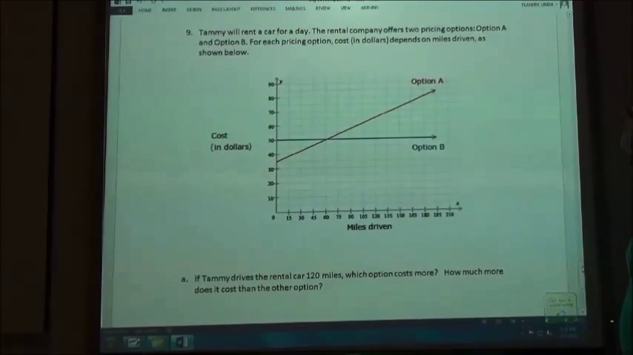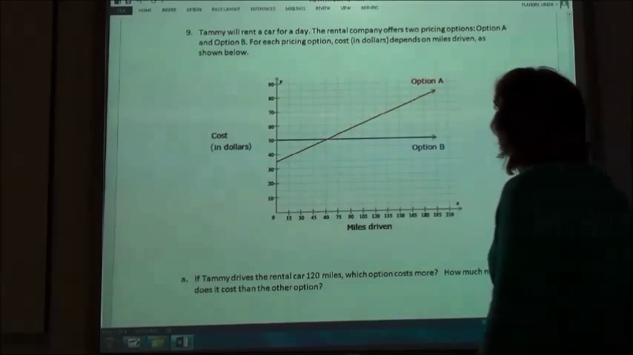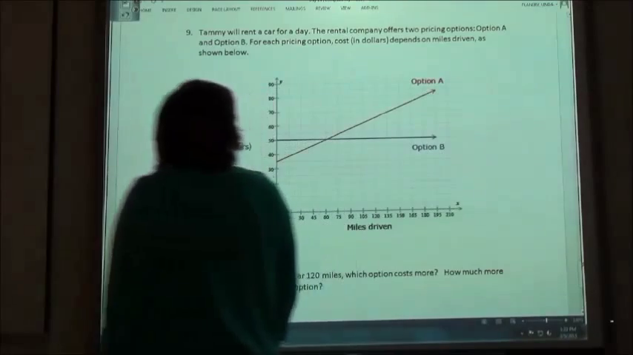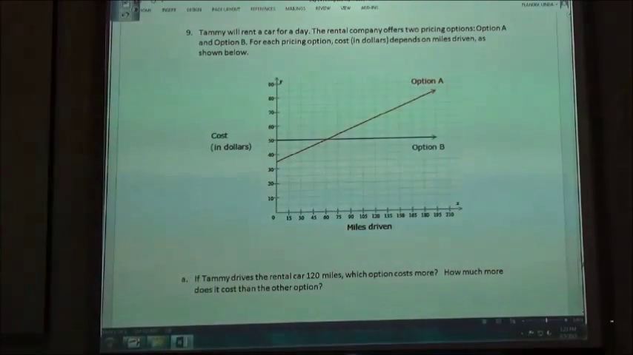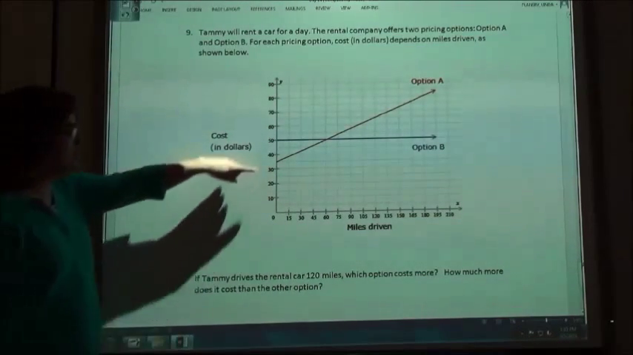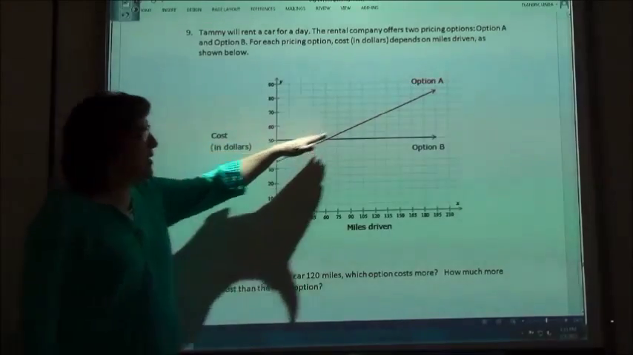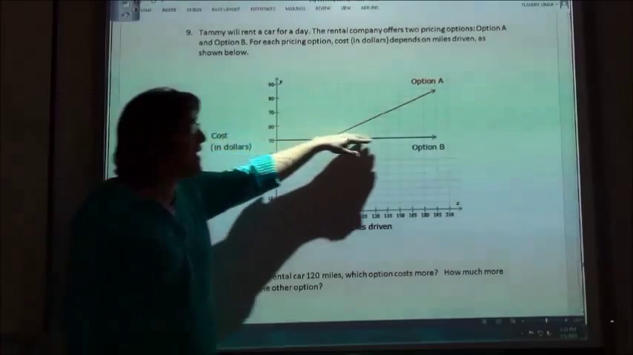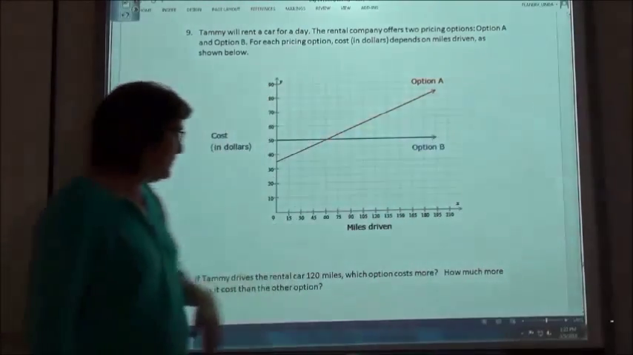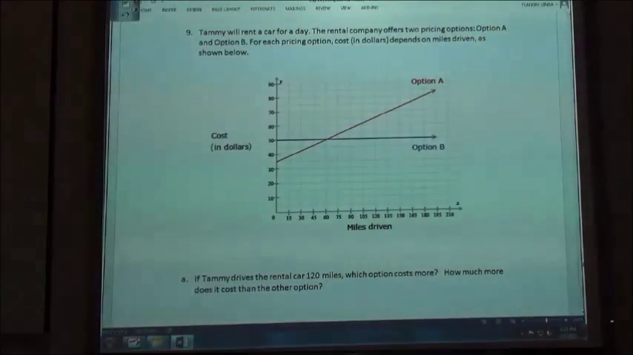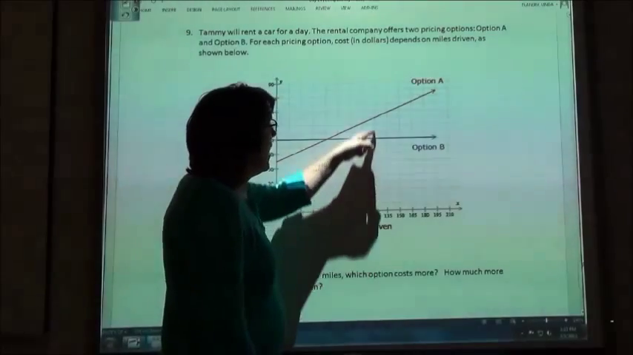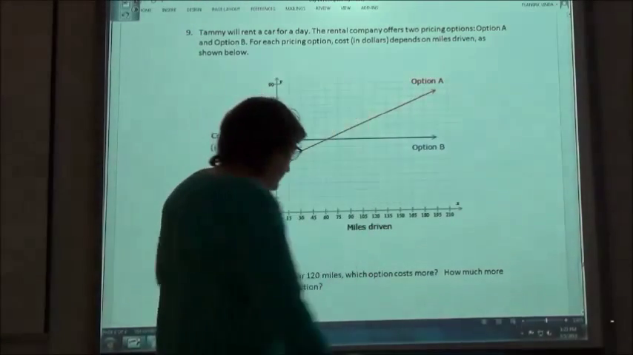Tammy is going to rent a car for a day. The rental company offers two pricing options, option A and option B. For each pricing option, cost in dollars depends on the miles driven as shown below. So option A starts at $35 and increases from there. Option B starts at $50 and stays $50 the whole time. If Tammy drives the rental car 120 miles, which one is going to cost me more? Option A is going to cost me more.